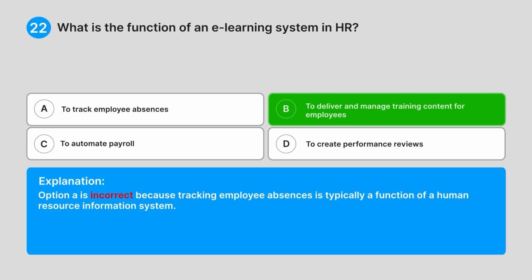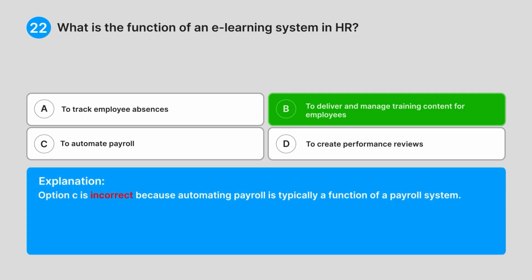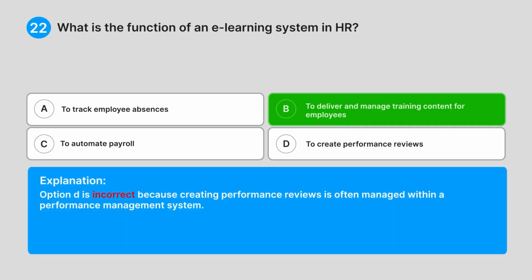Option A is incorrect because tracking employee absences is typically a function of a human resource information system. Option C is incorrect because automating payroll is typically a function of a payroll system. Option D is incorrect because creating performance reviews is often managed within a performance management system.